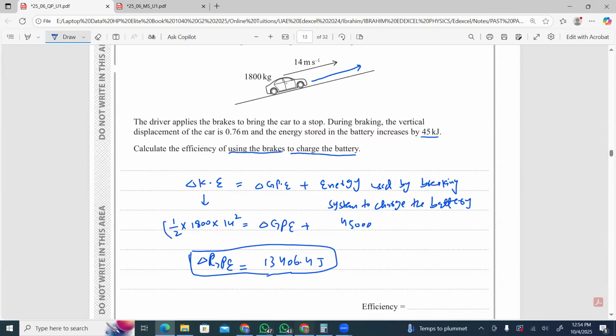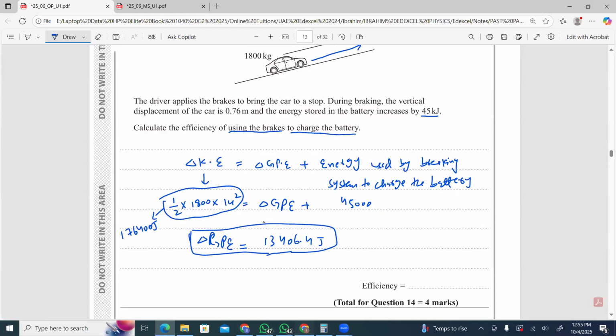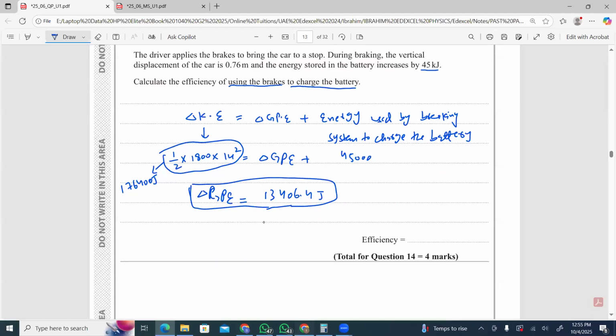And when I calculate this, this is the total available energy, and it is going to be 176,400. This is the total energy. Now they're asking to calculate the efficiency of using the brakes to charge the battery. So the percentage efficiency for the braking system. So you will just write energy of braking system.